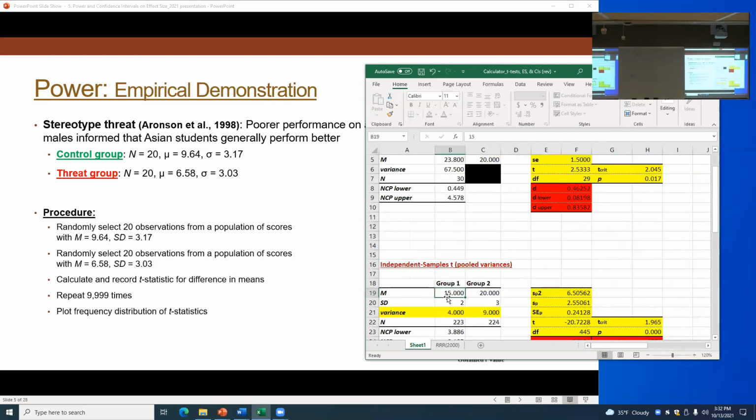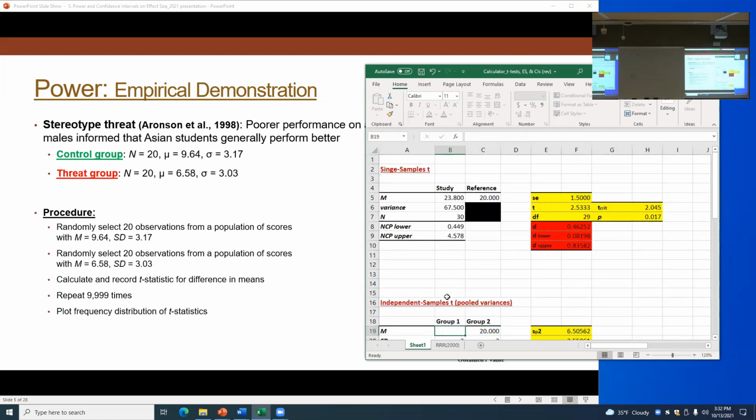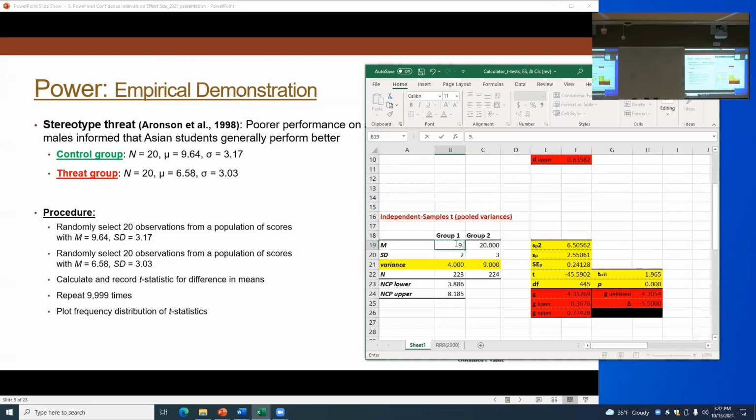I say the first group is 9.64, the second is 6.58, standard deviation 3.17, 3.03, sample size 20, 20. Here's my t-statistic, right? My test statistic is 3.12, and my p-value is 0.003 on that test. So that's what Aronson and colleagues got.